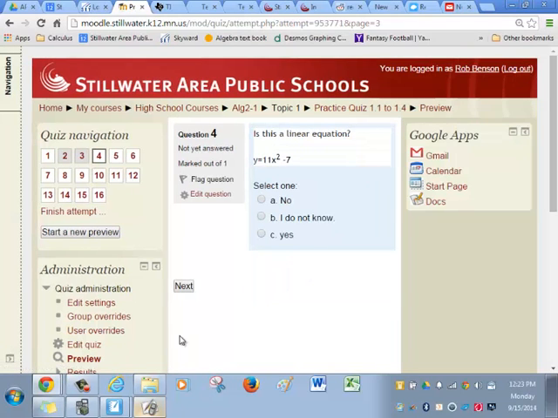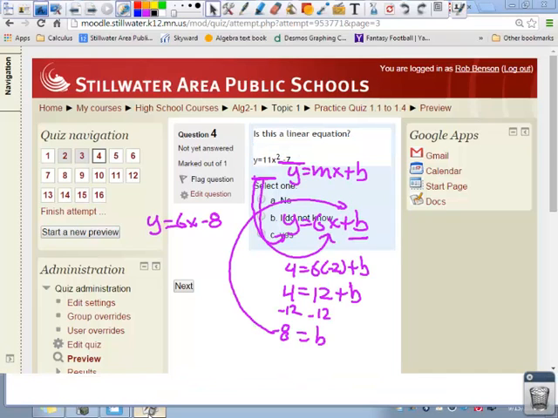Okay, is this a linear equation? We've got to look at it and answer that. I'm going to say this is not linear, and here's how I know it's not linear. See the square right there? That square tells me that it is not linear.